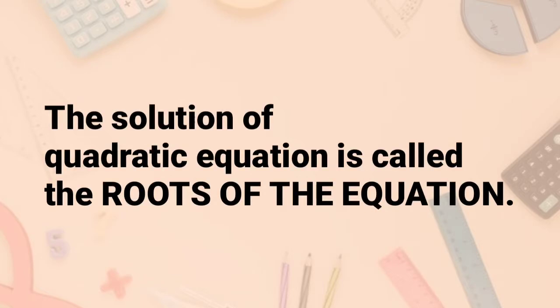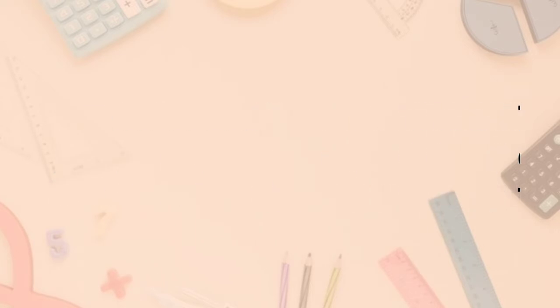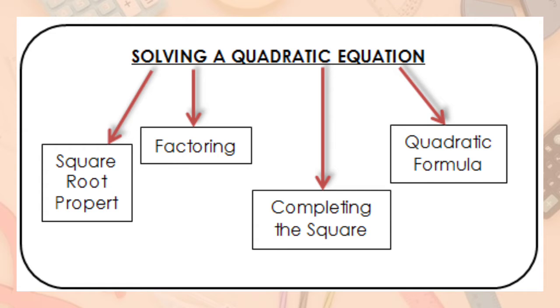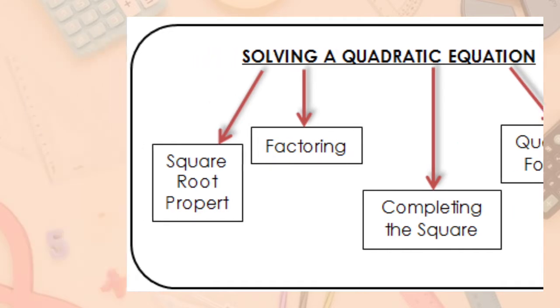The solution of a quadratic equation is called the roots of the equation. Since a quadratic equation is a second degree equation, it has at most two roots. In solving a quadratic equation, there are four methods: the square root property, factoring, completing the square, and the quadratic formula.